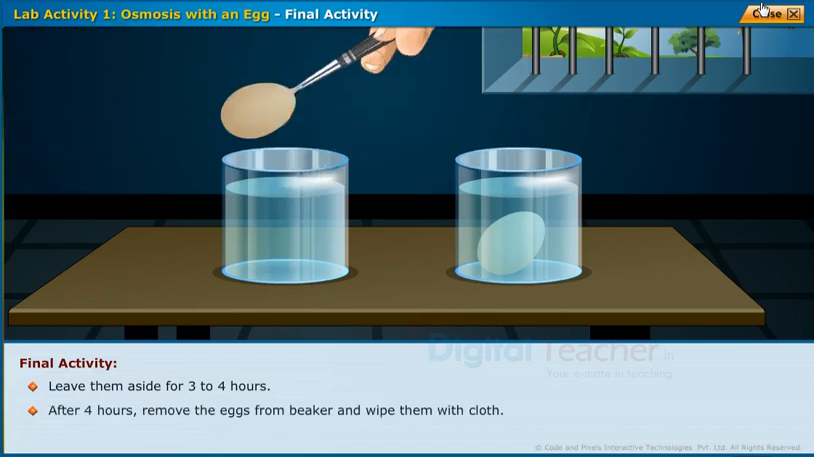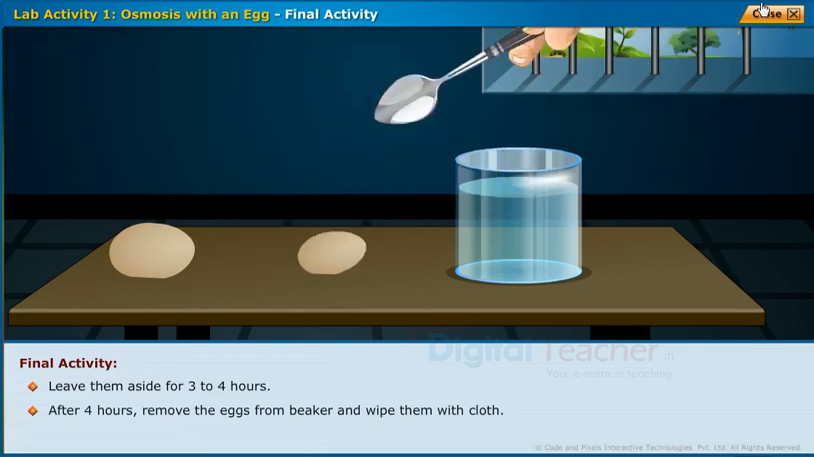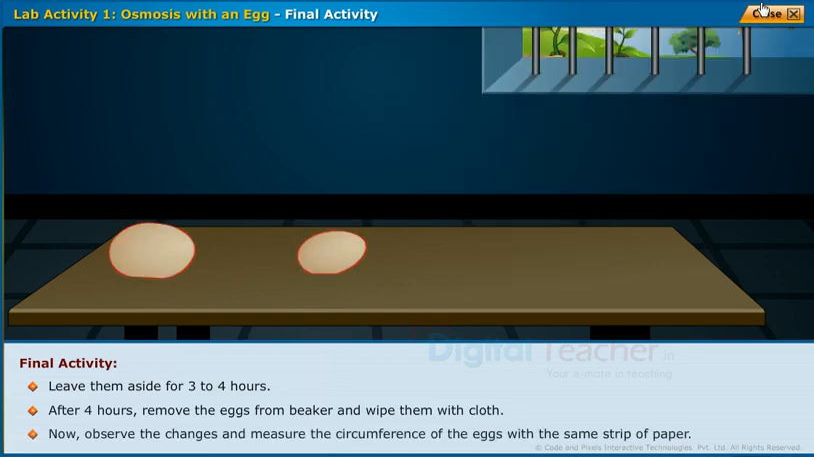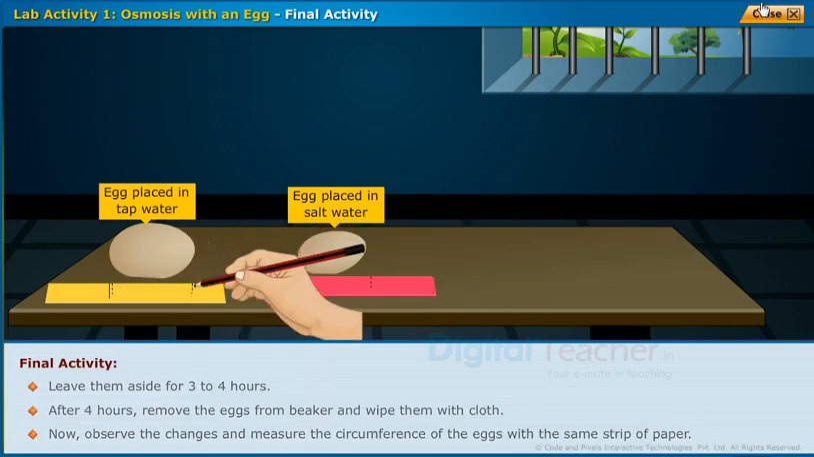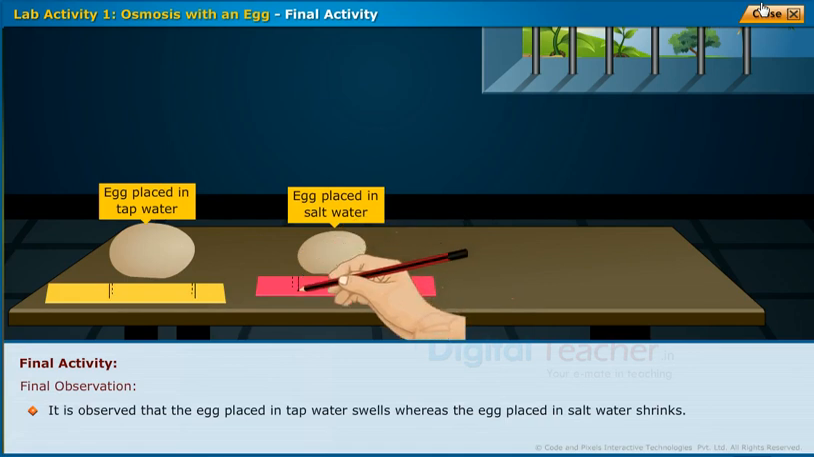After 4 hours, remove the eggs from the beakers and wipe them with a cloth. Now, observe the changes and measure the circumference of the eggs with the same strip of paper. It is observed that the egg placed in tap water swells, whereas the egg placed in salt water shrinks.